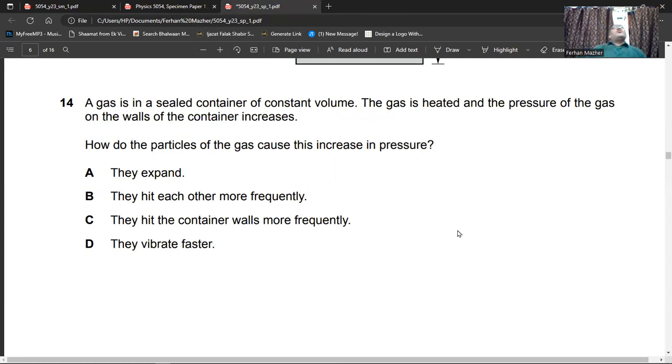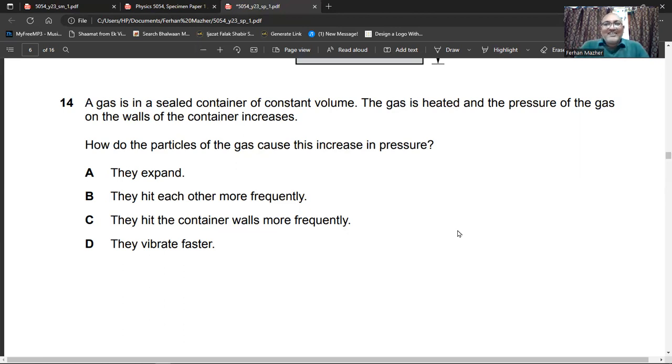You see, the volume is constant and you are heating the gas. So when you heat the gas, the molecules of the gas, the particles of the gas, start moving faster. So their kinetic energy increases. Their collision frequency with the walls of the container will increase because they are moving faster. Plus, because their kinetic energy is more, when they collide with the wall of the container, they will exert more force. So the pressure of the gas will increase.